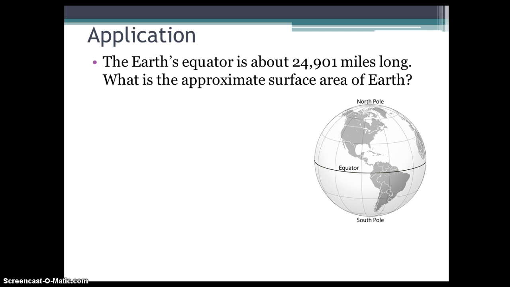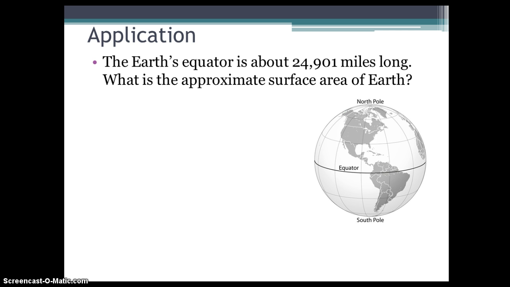Here's an actual application, and since we talked about the Earth being our most common sphere, let's look at an example. The Earth's equator is about 24,901 miles long. What is the approximate surface area of the Earth? Now I know we could Google this answer, but let's see if we can actually figure it out.